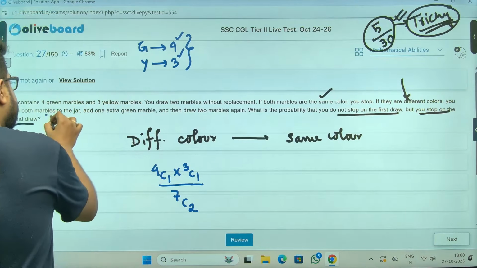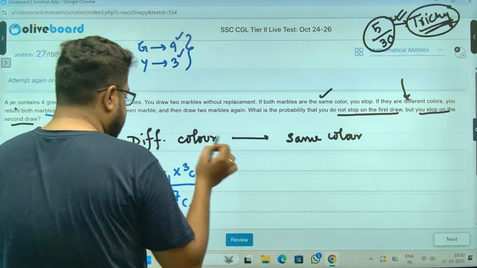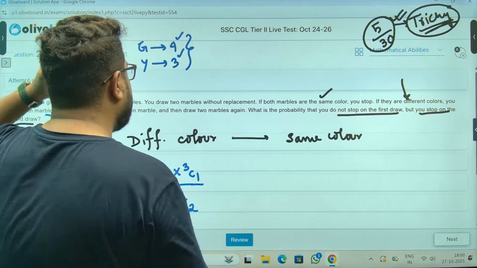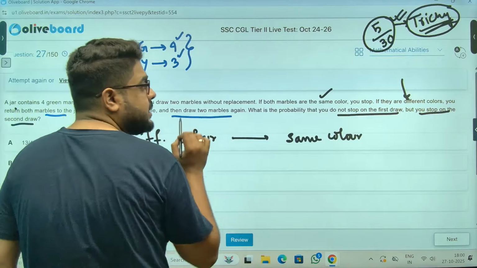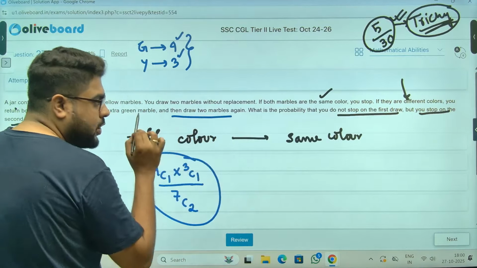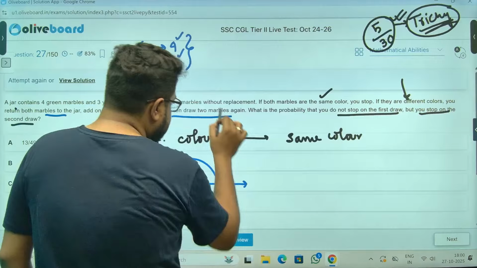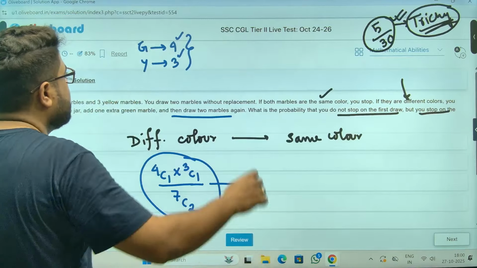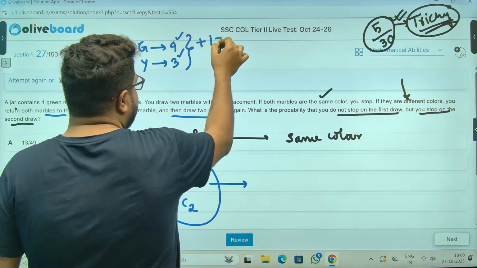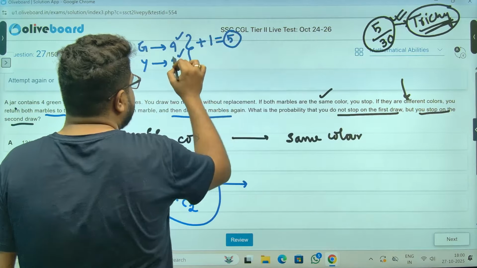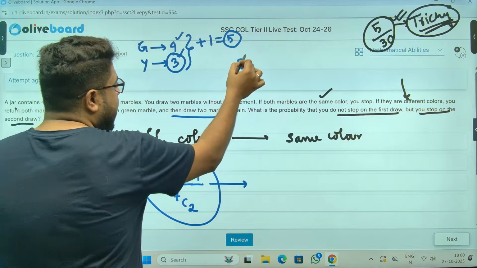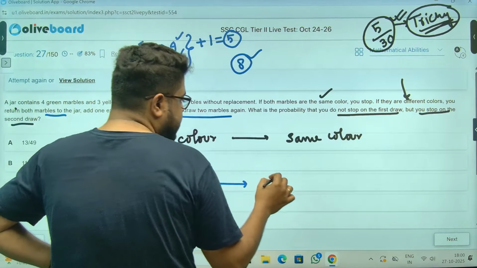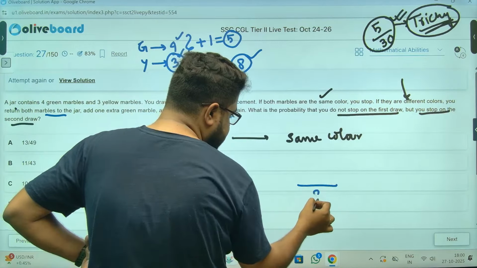Then again I'll return this to the jar, then draw 2 marbles again, sir. This will not be in my calculation. So again I'll return this to the jar and then add 1 extra green marble. So now there are 5 green marbles, 3 yellow marbles, total 8 marbles. Then I will pick out 2 marbles.